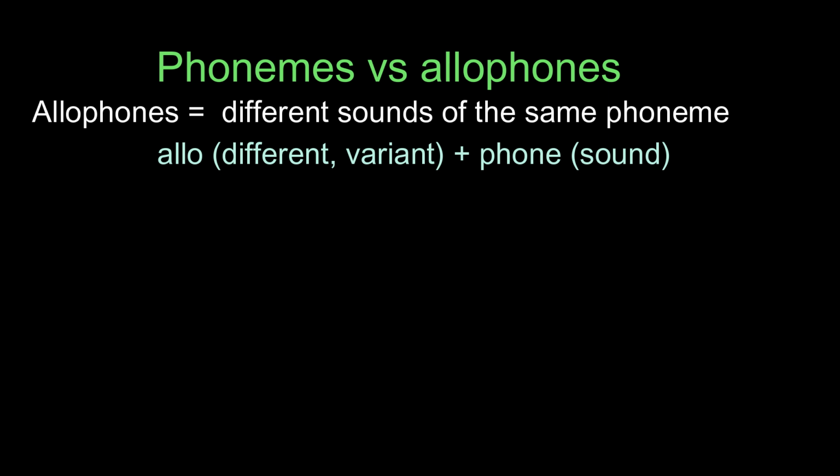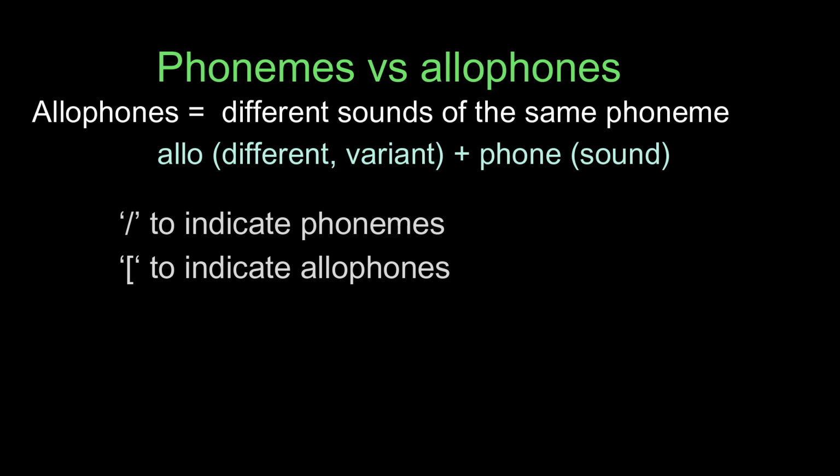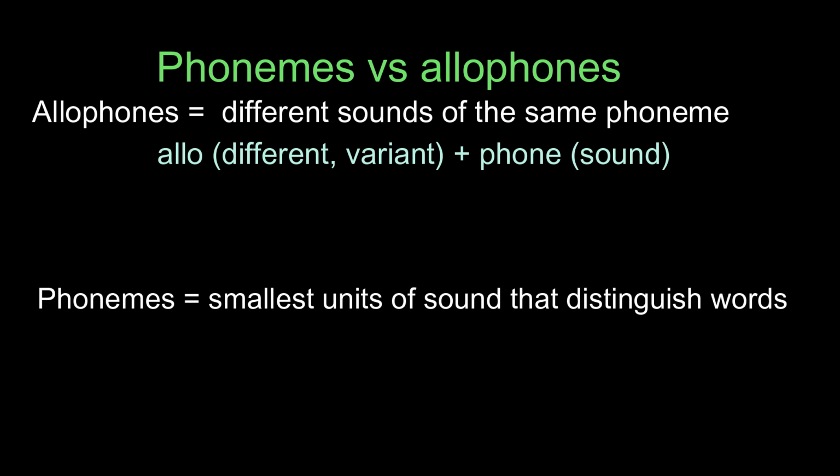Allo means different or variant. The variants within a phoneme category are called allophones. Slashes are used to indicate phonemes, and brackets are used to indicate allophones. To distinguish phonemes and allophones, let's define phonemes more clearly. Phonemes are the smallest units of sound that serve to distinguish meaning between words.